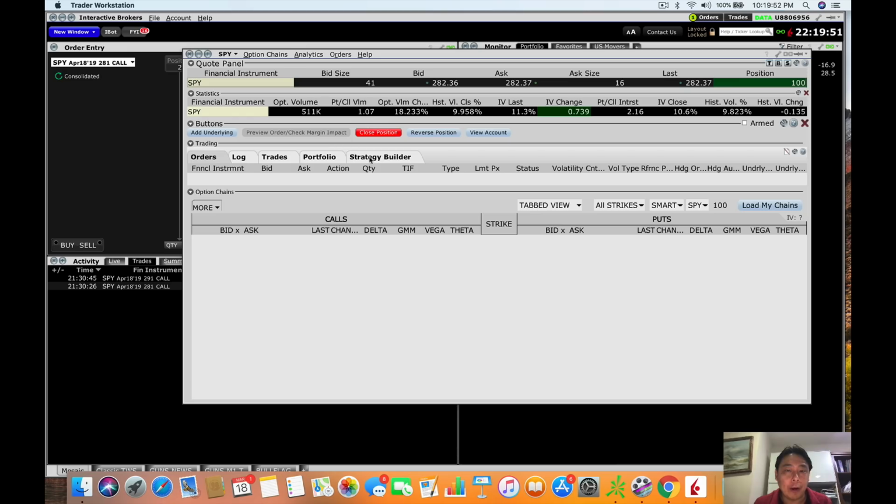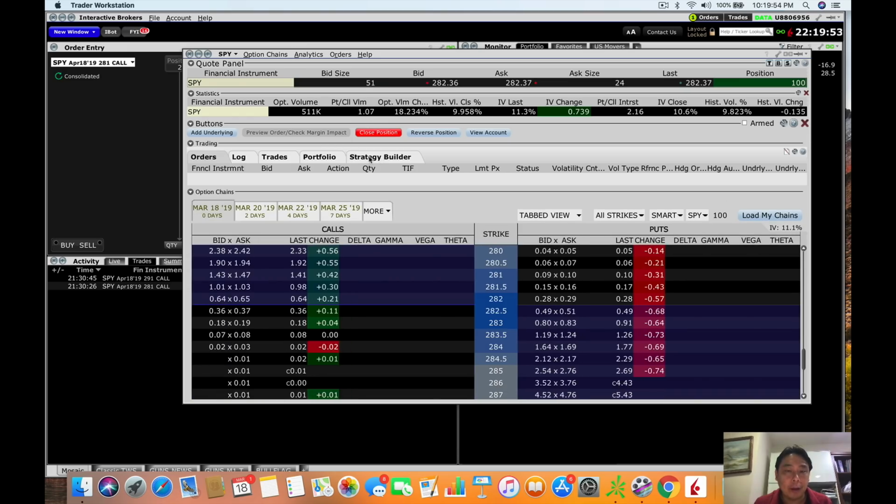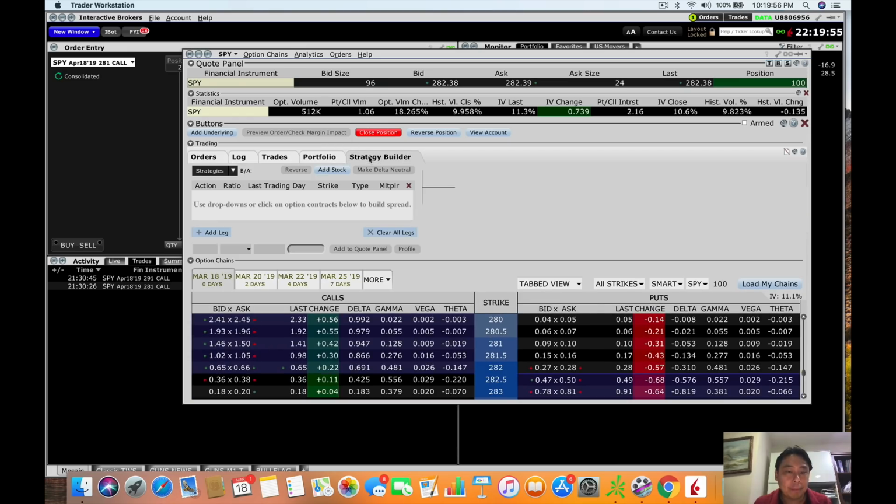And you can actually create a strategy, right? So click on that. If you're buying one call, you can just buy it, or buying one put, you can buy it. But if you're buying a combination of calls and puts with a strategy like a spread, then use the strategy builder. So when you click on the option, you will add into the strategy. Let me just show you very quickly, right?